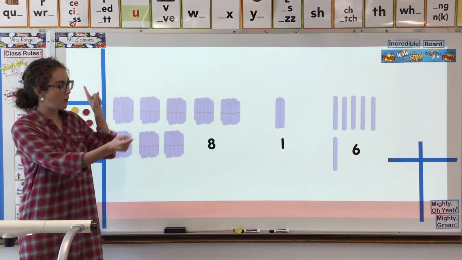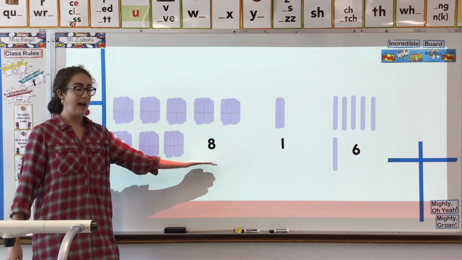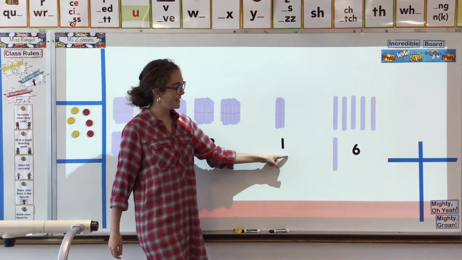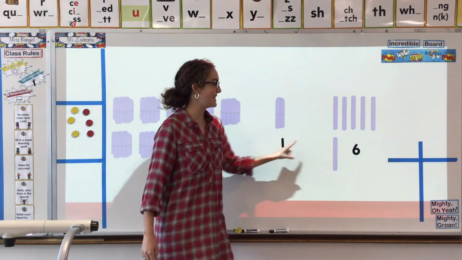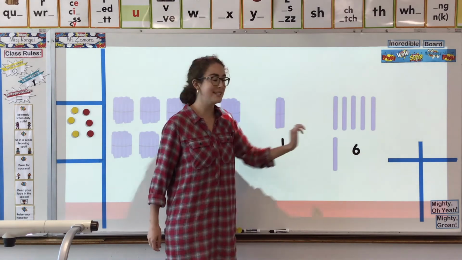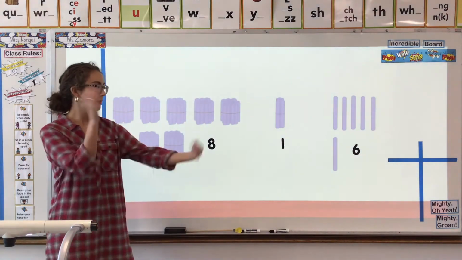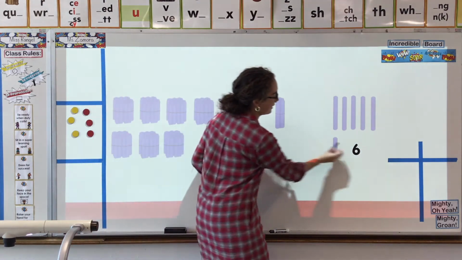So all together, what number do we see? 816. 1 ten and 6 ones is 16. 816. Okay, good job, Super Scholars.